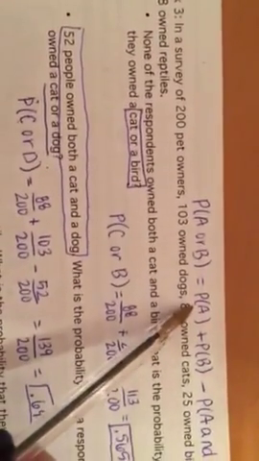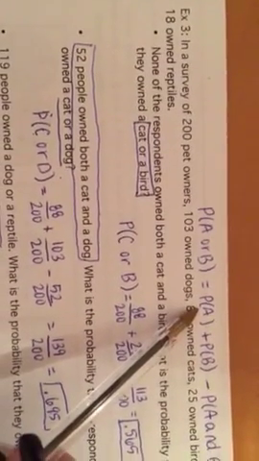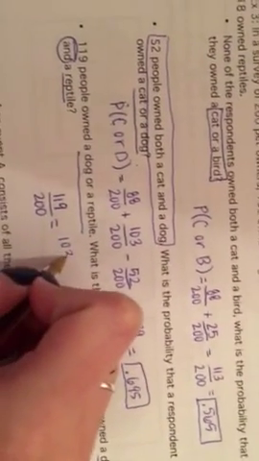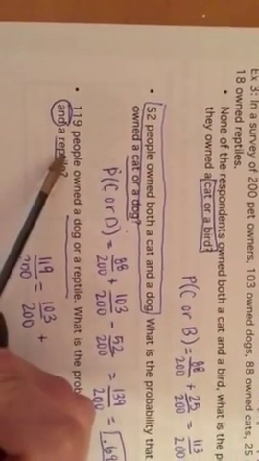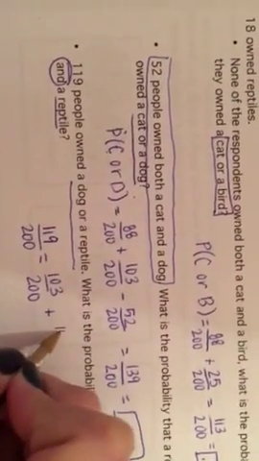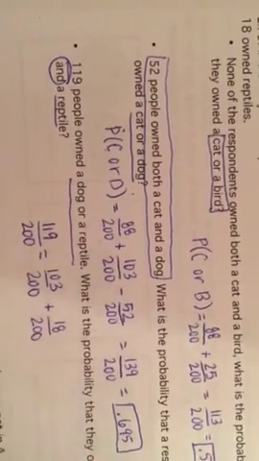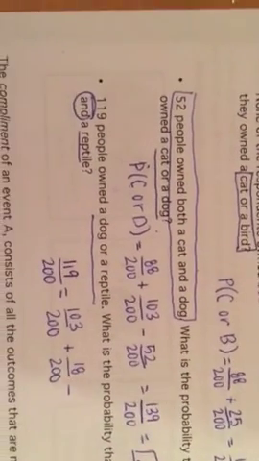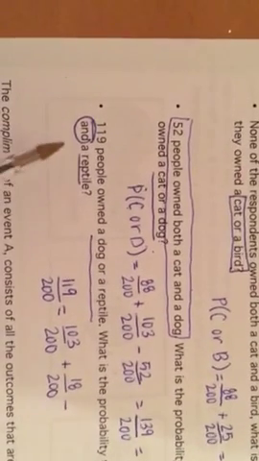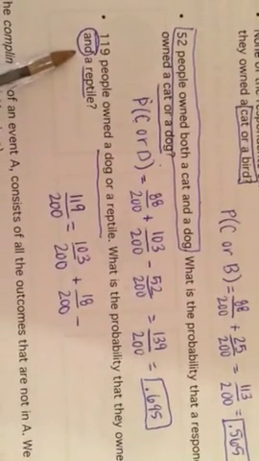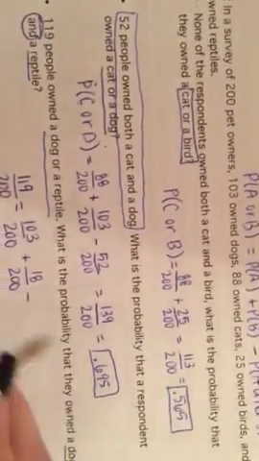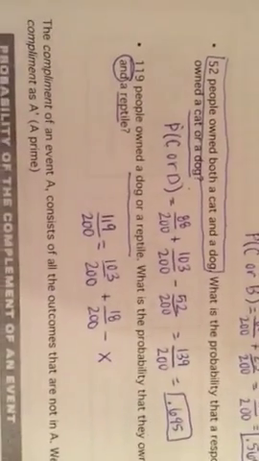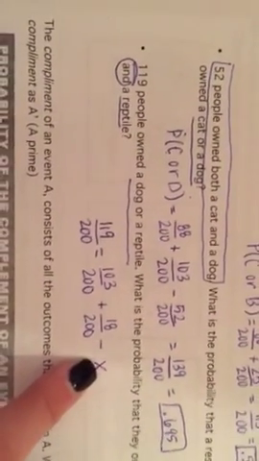I filled that part in. I'm setting it equal to the probability of A, which would be the dogs. I know that 103 people own dogs out of the 200. Plus probability of B, which is owning a reptile, which it tells me at the top 18 owned reptiles. So plus 18 out of 200. Minus, I want to know the probability that they owned a dog and a reptile. So I'm trying to find this and part. I'm going to call that X. I'm solving for the and.